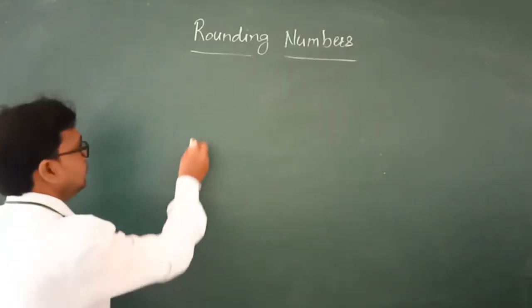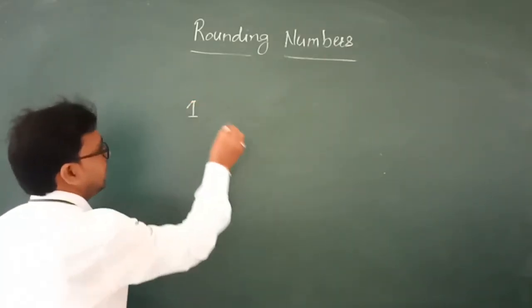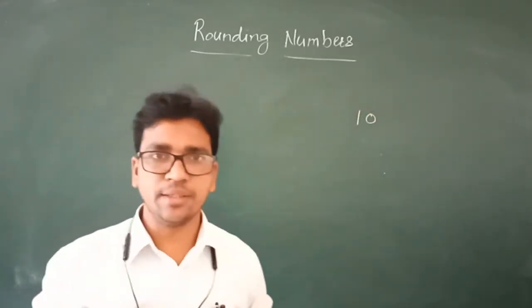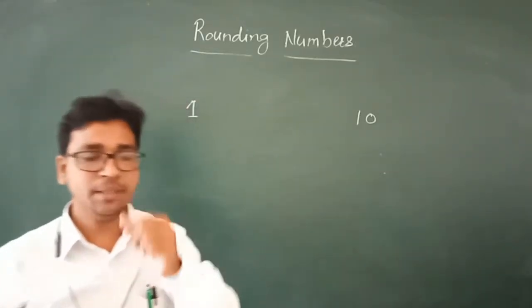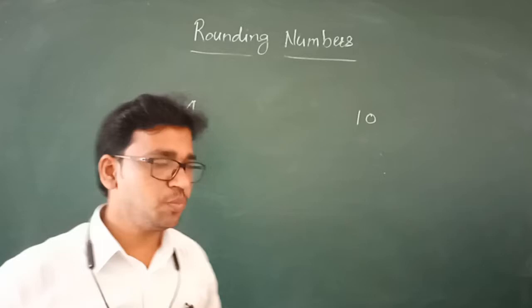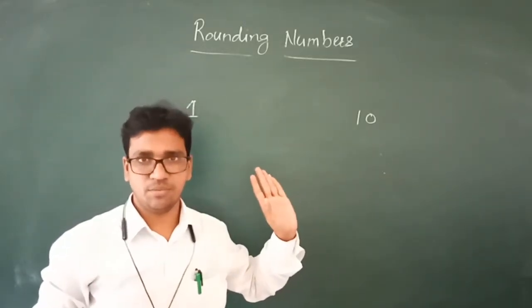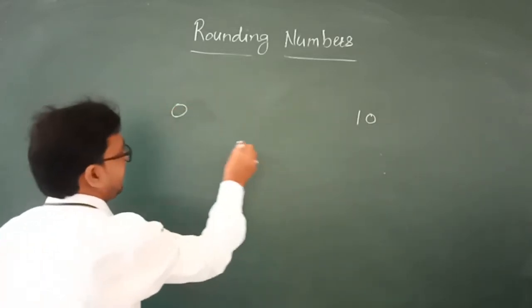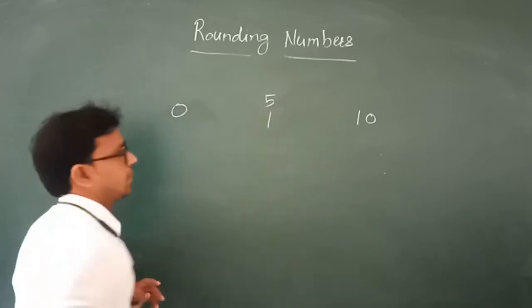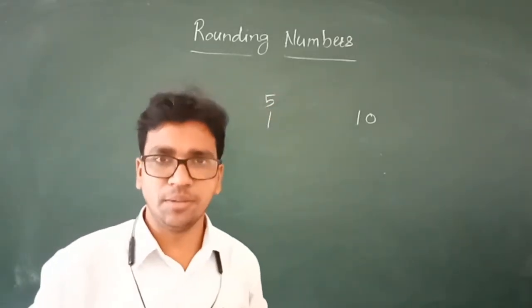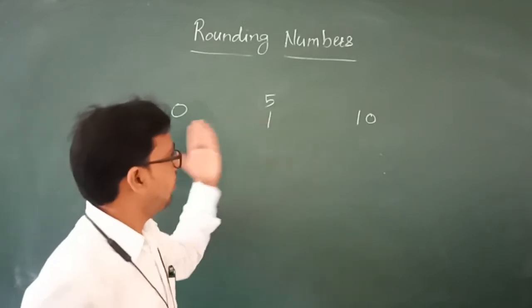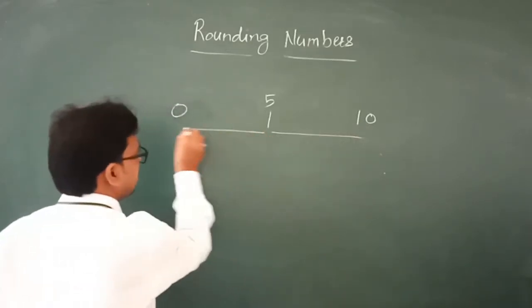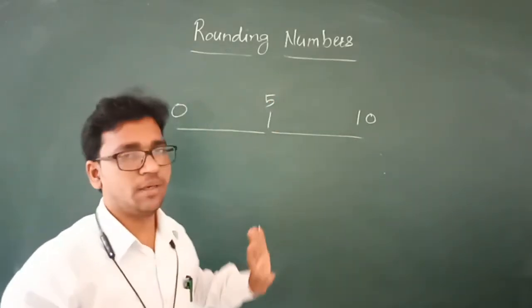If the number is in between 1 to 10, there are 10 numbers, right? Nearest tens means the closer tens. In between 0 and 10, 5 is the middle term, which is half of 0 and 10. The distance between this and this is the same. That's why it is the middle term.